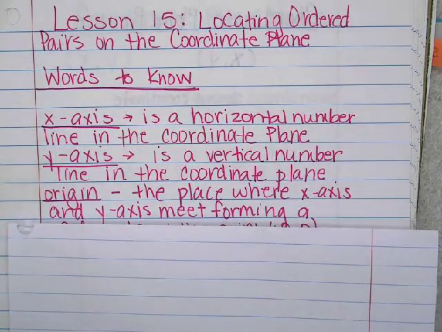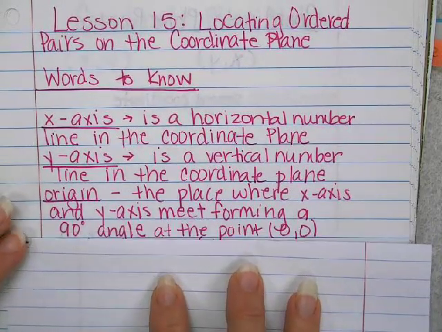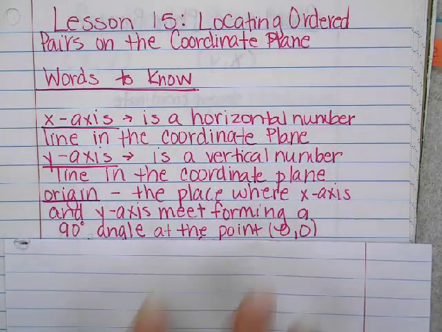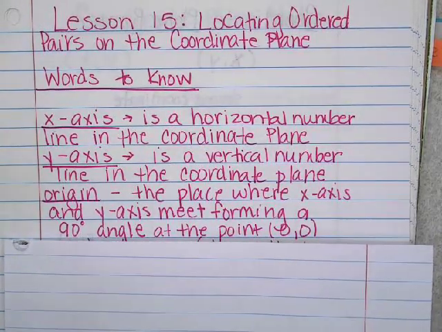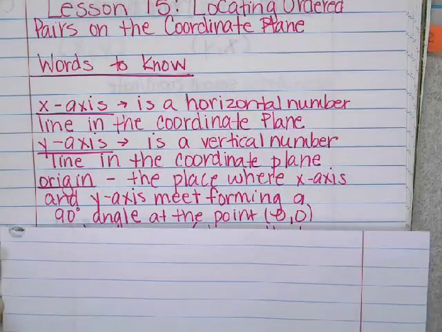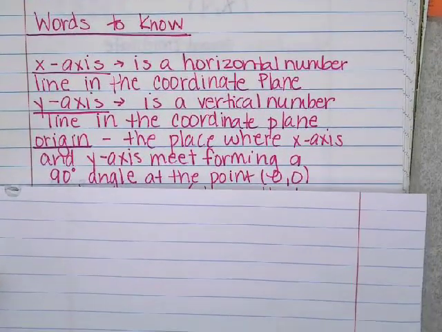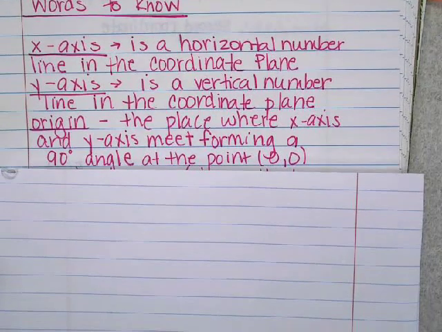The origin is the place where the x-axis and the y-axis meet, forming a 90-degree angle at the point 0, 0. So that middle part of the coordinate plane that we point to, that we start at every time when we are finding a point, that's called the origin. And it's where the x-axis and the y-axis meet. So it's where those two number lines meet. And be sure to slow this down or pause when you need to write something down. I know I'm going a little fast.